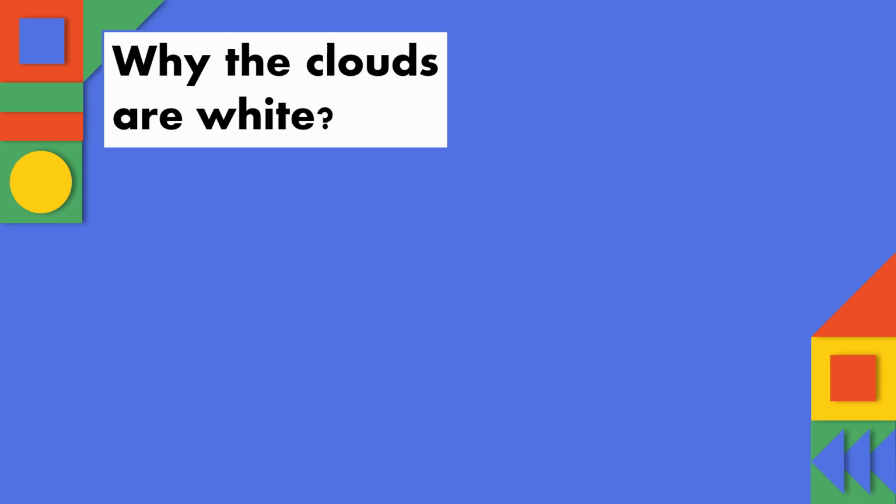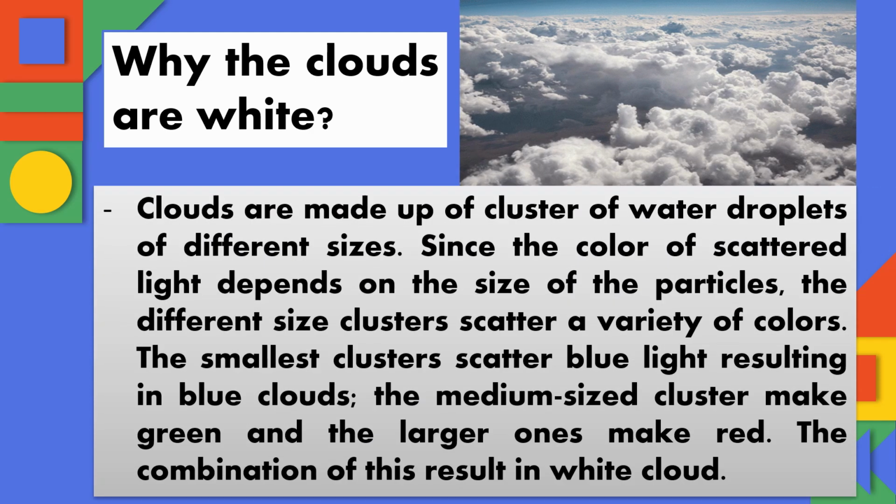Now, why are the clouds white? Bakit puti naman ang clouds? Clouds are made up of clusters of water droplets of different sizes. Since the color of scattered light depends on the size of the particles, the different size clusters scatter a variety of colors. The smallest clusters scatter blue light resulting in blue clouds. The medium-sized clusters make green and larger ones make red. The combination of these results in white cloud. So, yung white cloud, basically siya lang yung paghahalo-halo ng kulay ng visible light, kaya siya ay nagiging kulay puti.